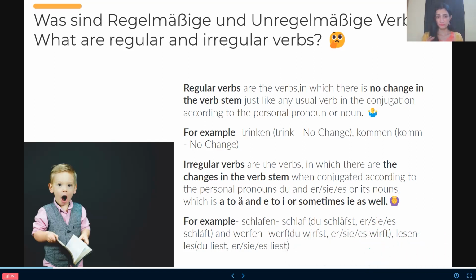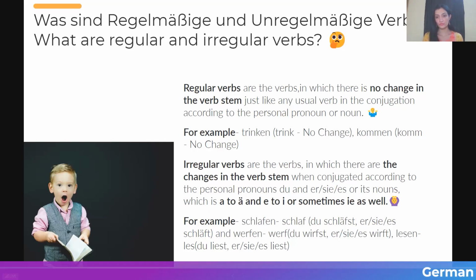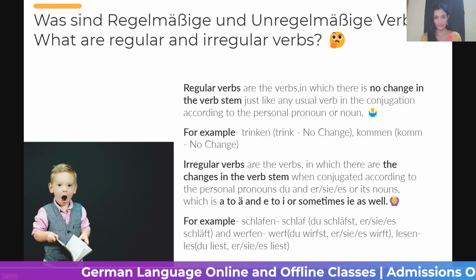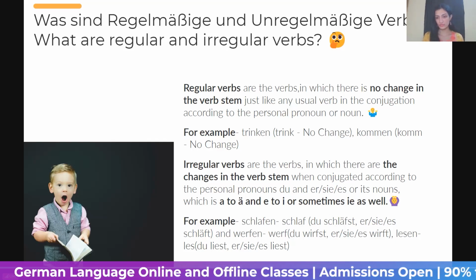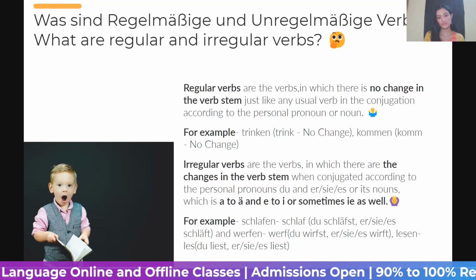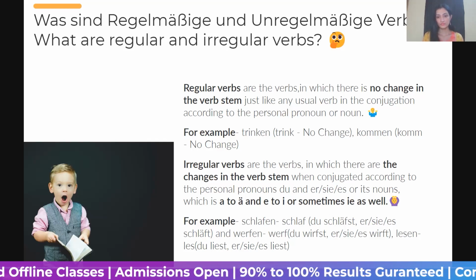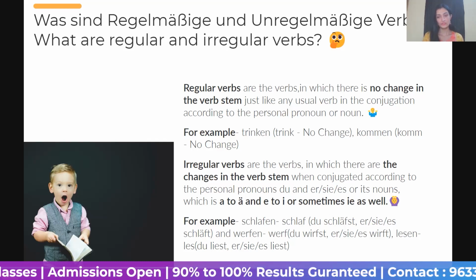That is it. But irregular verbs are the verbs in which the changes in the verb stem are happening when conjugated according to personal pronoun du and er/sie/es, or its nouns like Paul, Megha, baby. Okay, which is a to ä with umlaut and e to i or ie as well. For example, you have already seen schlafen, du schläfst, er schläft, werfen, du wirfst, er wirft, lesen, du liest, er liest. Schlafen, schlaf a to umlaut, werfen, werf e to i, lesen, les e to ie.